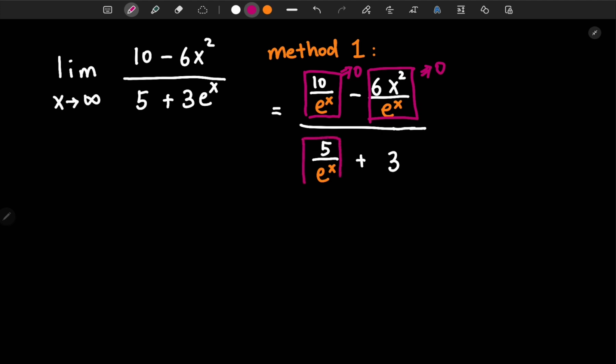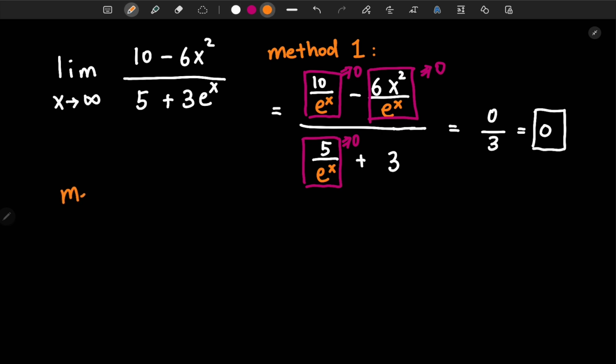And the piece here, 5 over infinity, also goes to 0. So the whole thing becomes 0 over 3, which goes to 0. Similar to our previous prediction.